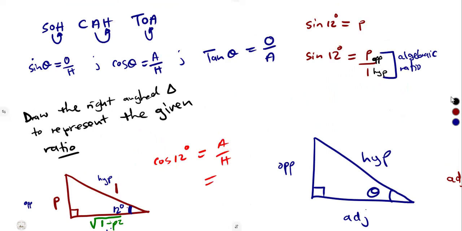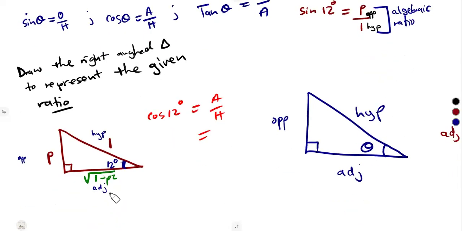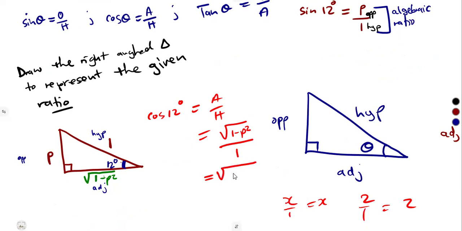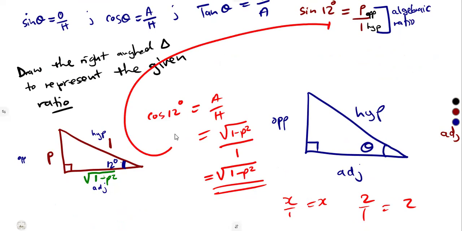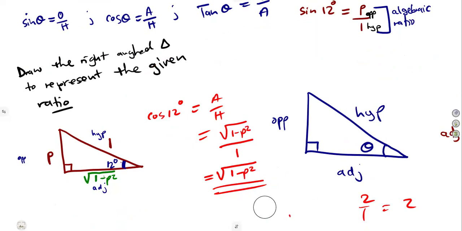What is our adjacent according to this angle of 12 degrees? Our adjacent is this one. The square root of 1 minus P squared over the hypotenuse, which is 1. So remember, x over 1 is the same as x. 2 over 1 is the same as 2. So dividing by 1, it means it will remain as the square root of 1 minus P squared. We have determined it from what we had. Now look, we are now even finding the ratio of a cos in terms of P.